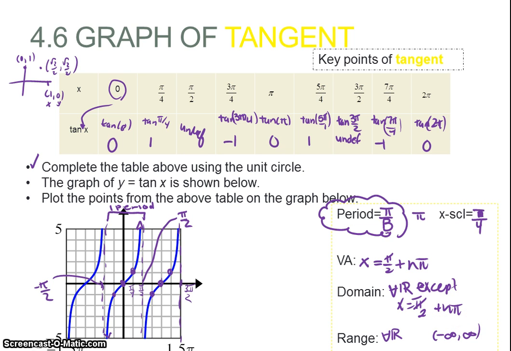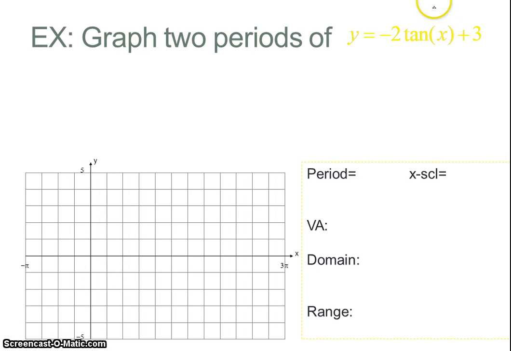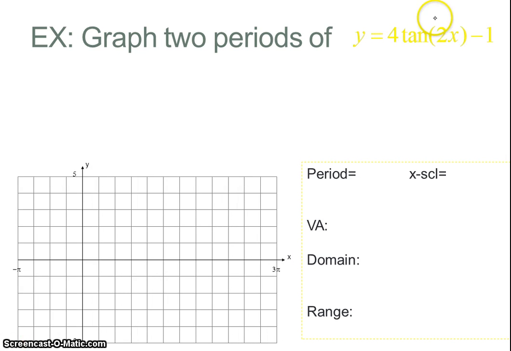Okay, so let's go ahead and take this information and do our first graph. The first one, we want to graph 2 periods of y equals 4 tangent 2x minus 1. So here we see we have a change in the period. We have a change in the vertical shift. We have a change in the amplitude. So we can go and find some of our things.